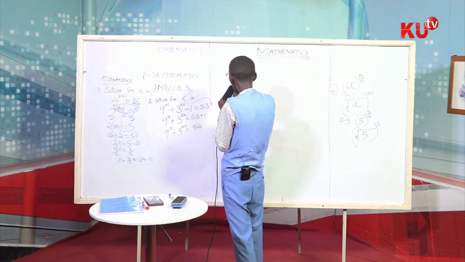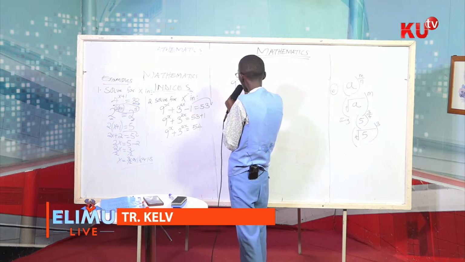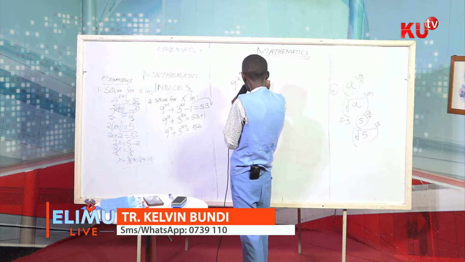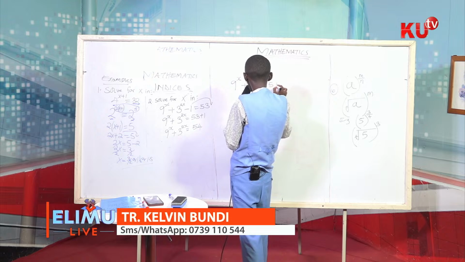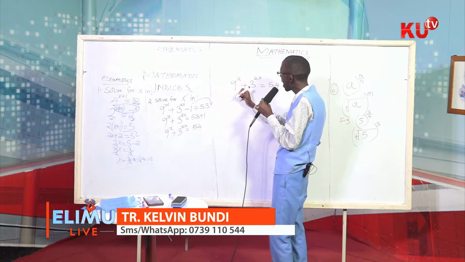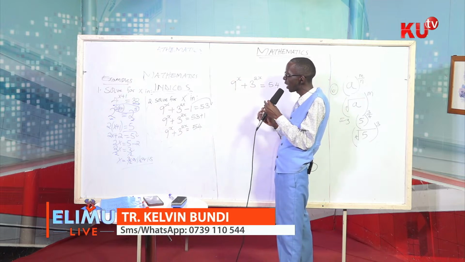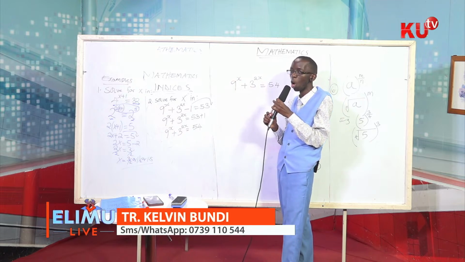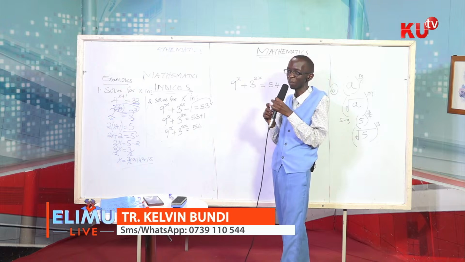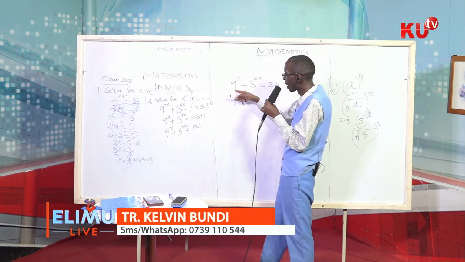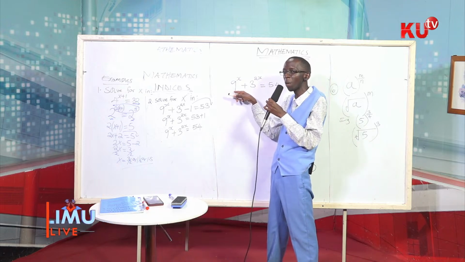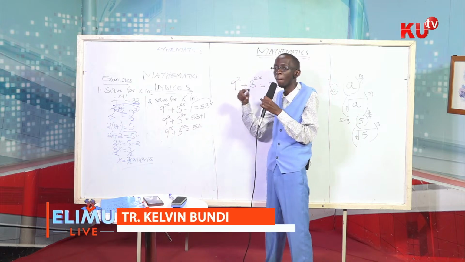So we have 9 to the power x plus 3 to the power 2x is equal to 54. Can we make the bases to be the same? Is there a number that we can raise 3 to give us 9? We start with this one. Can we bring this 9 to be base 3?